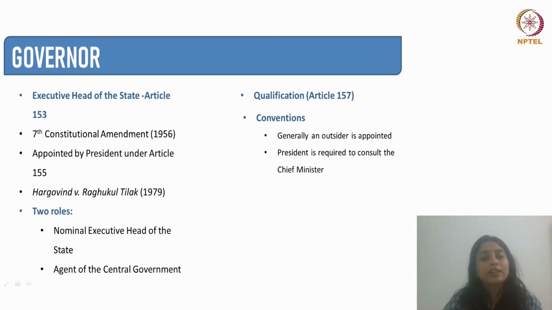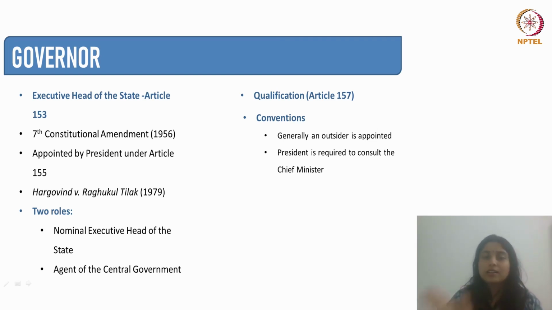Secondly, there is already an elected head in the state, which is the chief minister. If you have another elected head, that could lead to a lot of clashes. Thirdly, it does not make much sense to spend public money on the election of a nominal executive head. So these were some of the reservations with respect to making the governor an elected official.